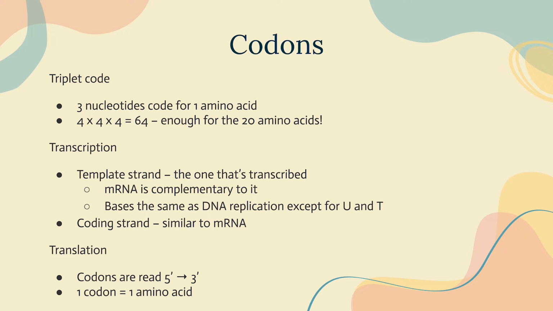Okay, so next is codons. DNA has something called a triplet code, where 3 nucleotides code for 1 amino acid. If you think about it, 3 is the perfect number, because if 2 nucleotides coded for 1 amino acid, we could have 4 possibilities for the first and 4 for the second. But that means there are only 16 unique combinations, and that's not enough for the 20 amino acids we need to be coding for. However, if we had 3, 4 times 4 times 4 is 64, which is enough for 20 amino acids.